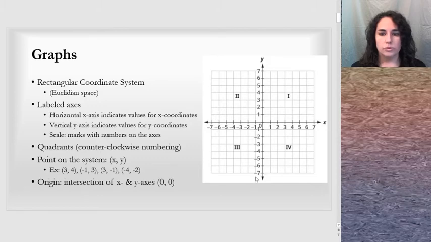So we have 1, 2, 3, 4. We can label points in the system, for example, 3, 4. The x is always first, and then the y. These are ordered pairs. So 3 in the x direction, 4 in the y direction, marks there. So we can keep track of points that way. The origin is at the center of the coordinate system and is 0, 0, just to remind you.